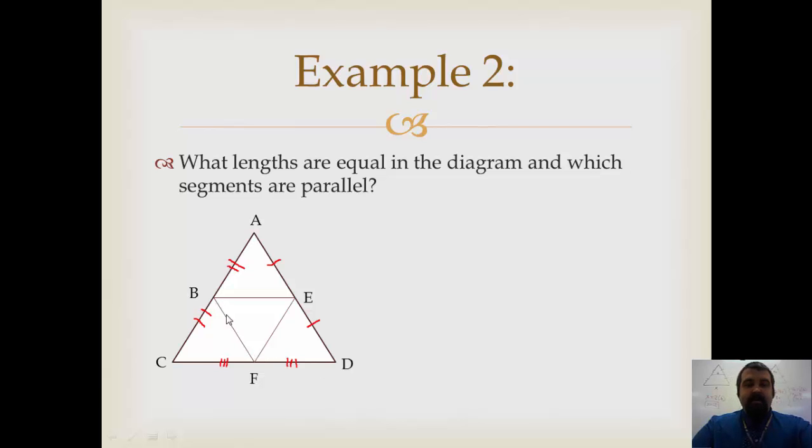The next thing, segment BF is half the length of segment AD. So again, segment BF, segment ED, and segment AE are all congruent. And last but not least, segment EF, segment AB, and segment BC all have to be congruent. Same reason. So their lengths would of course be equal.